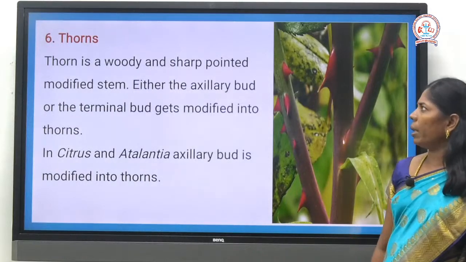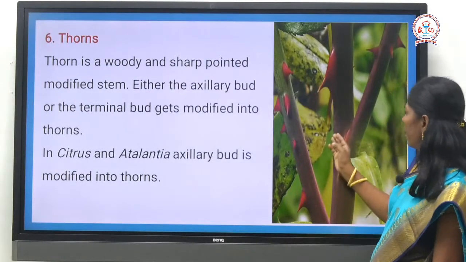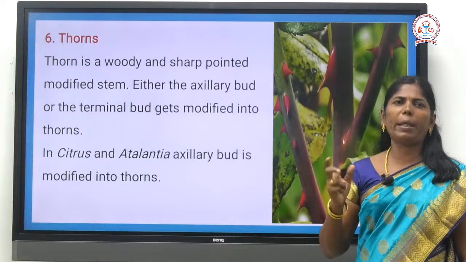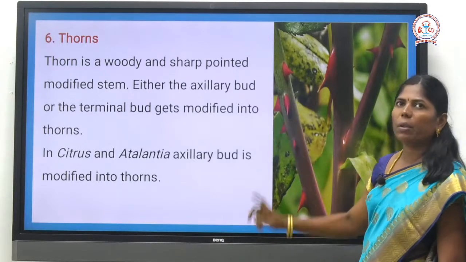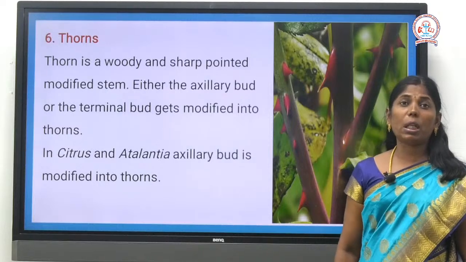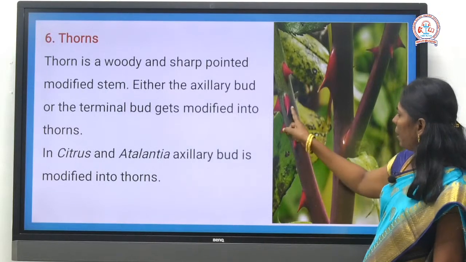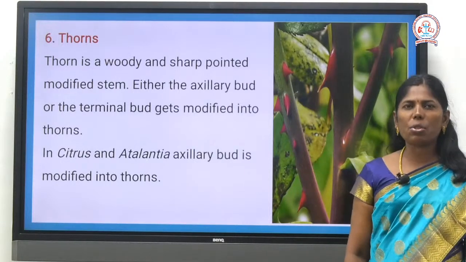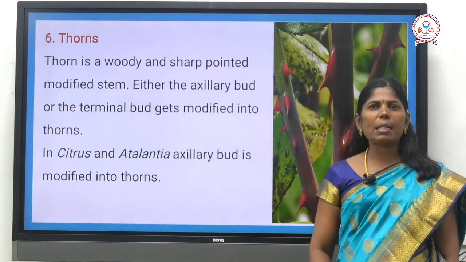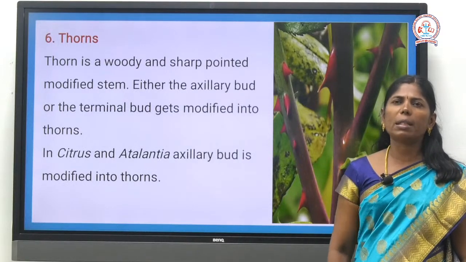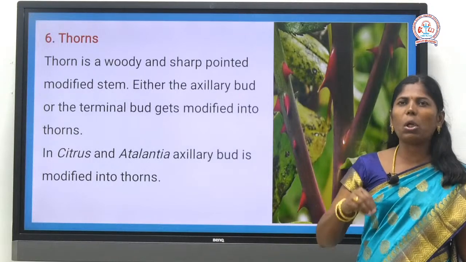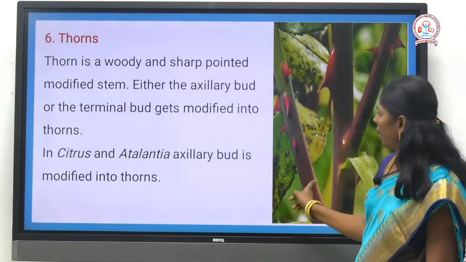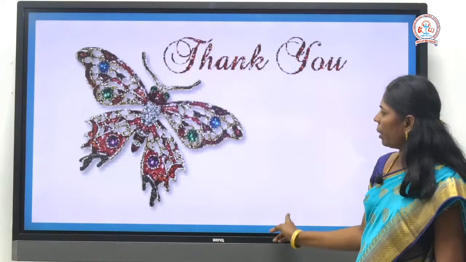Next one is thorns. So what is a thorn? You can see that there are very strong thorns. They are very woody, sharp and pointed. That is modified from the stem. Either the axillary bud or the terminal bud gets modified into thorns. The axillary bud can change, or the terminal bud can be modified into thorns. The example for that is citrus and Atlantica. That is an example for axillary bud modified into thorns. In these two plants only the axillary bud is modified into thorns. What did we say first? Axillary bud can be modified, terminal bud can be modified.